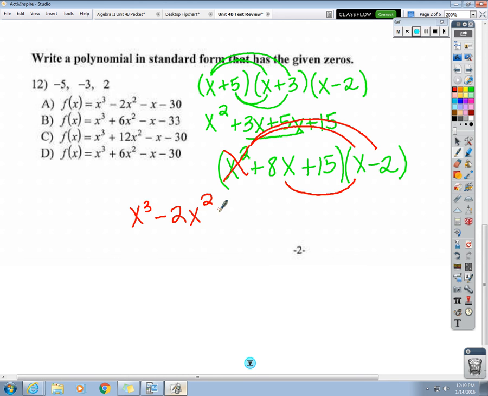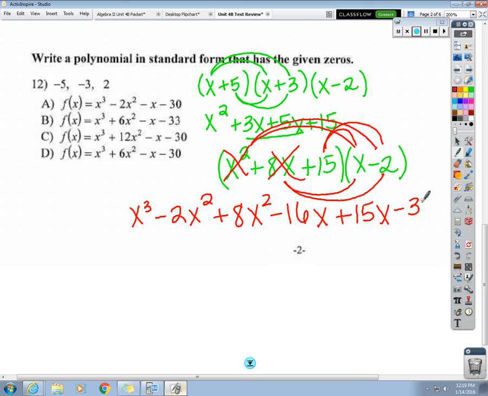8x times x is 8x squared. 8x times negative 2 is negative 16x. So now I'm done with the 8x. Now what do I distribute? 15 times x is 15x, 15 times negative 2 is negative 30. So now what do I do? And I can kind of already notice that there's only one constant value, so this is wrong.